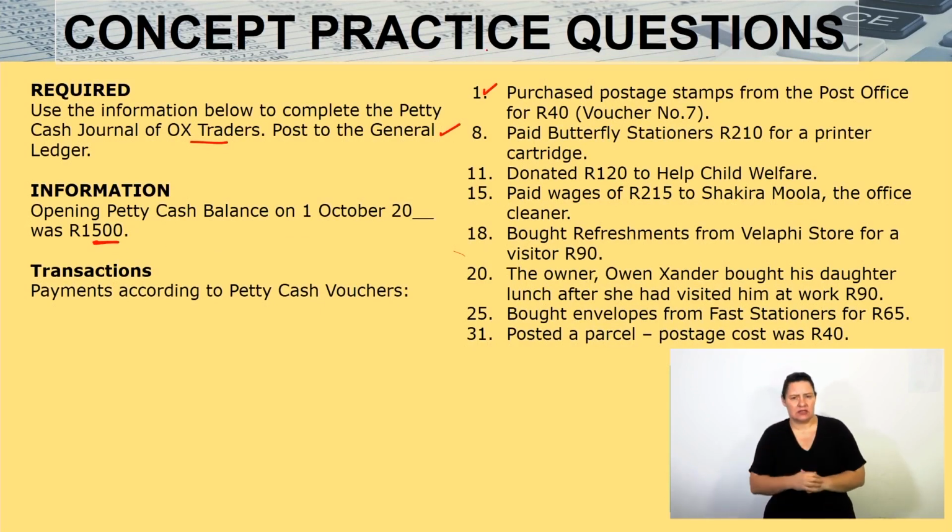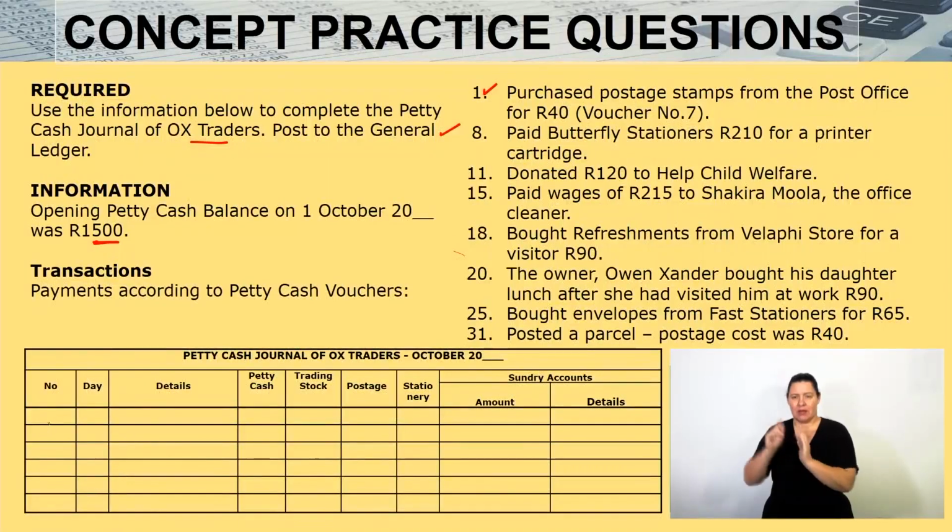So what do we need? We need now the petty cash journal. There it is. So what we are going to do here, we're going to be recording information in this petty cash journal. Okay, so the first one, purchased postage stamps from the post office for 40 Rand, voucher number 7. That means here, my number is going to be 7. Over there, my number is going to be 7. And then the day is the 1st.